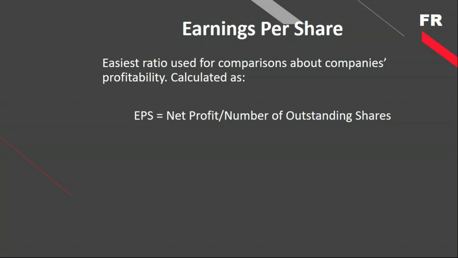All right, so earnings per share. This is the easiest ratio used by companies for comparison when it comes to profitability. If you watch Bloomberg or CNBC, when companies release results, they normally hammer on this number because it is a very important number, especially if you're a shareholder for that particular company. And the calculation is fairly simple. It's simply the net profit that the company declares, divided by the number of outstanding shares that the company has. So it's a very easy number to derive.